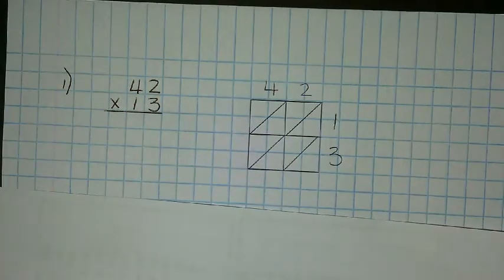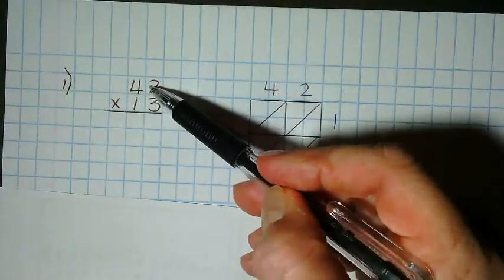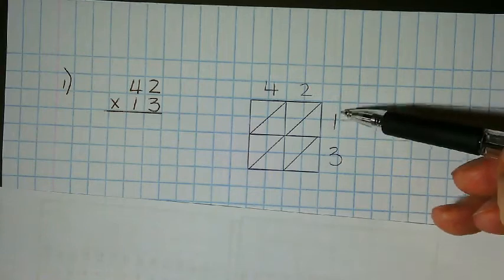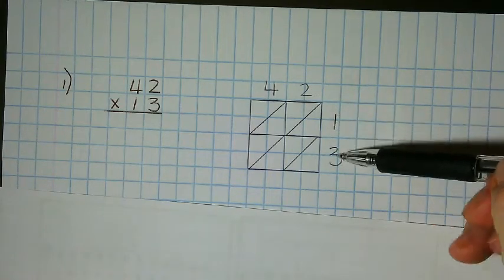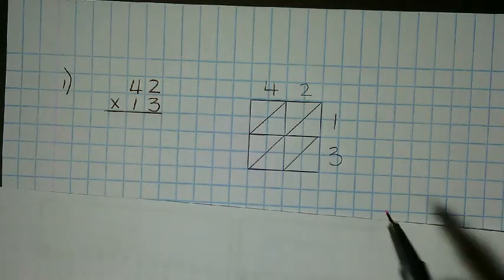Okay, just make sure that you write these ones at the right places. So the 4 and the 2 will be at the top, the 4 and the 2, and then going down I'm going to start with the 1 and the 3. Now I'm going to do exactly the same as the previous one.